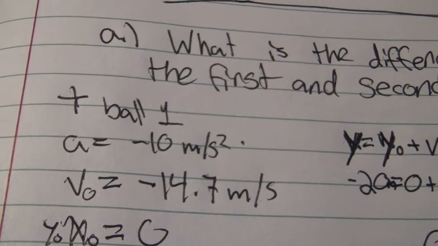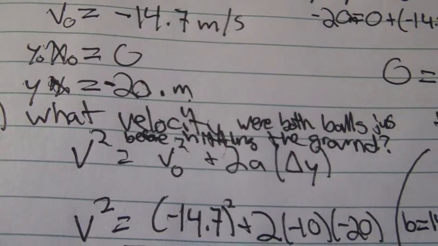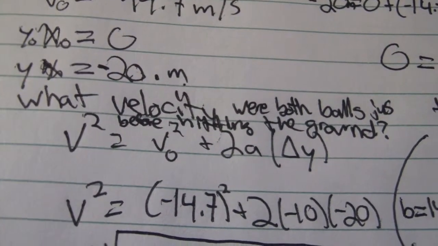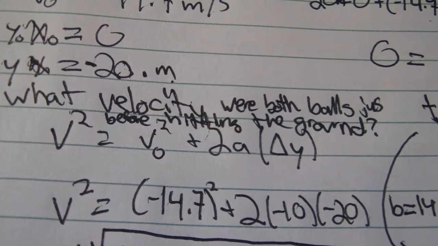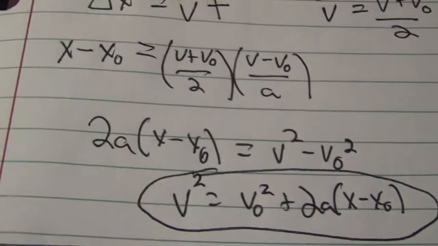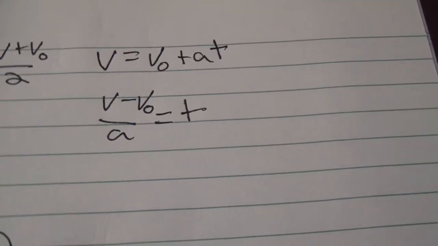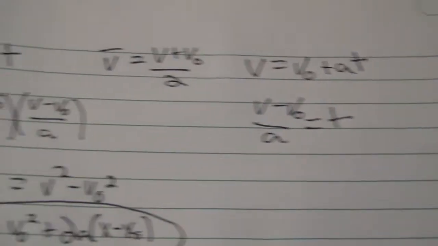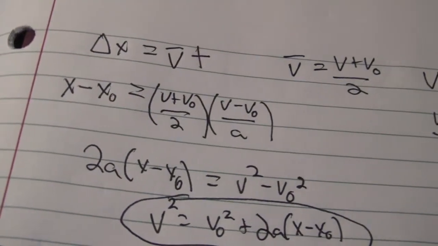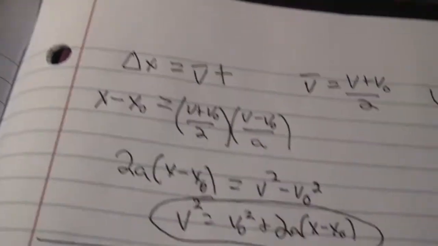Let's move on to part 2, which is what velocity were both balls traveling at when they hit the ground? You can find this by plugging into the equation v squared equals v0 squared plus 2a delta y. You get this equation from the fundamental equations at first, but then you just substitute differently. V minus v0 over a is equal to t. You get that from deriving the equation above it. You substitute into the change in x, and then you just multiply it together, and then subtract the y over, and you got it.